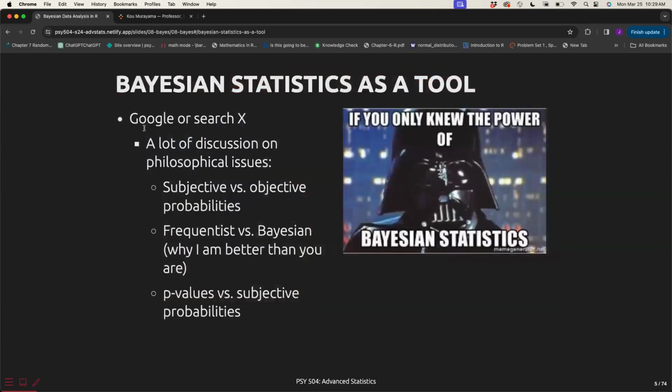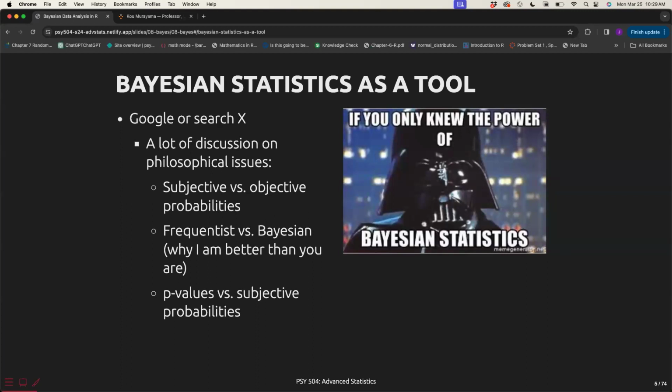So if we were to Google Bayesian, or search X or Twitter or my Twitter feed, what we would see is a lot of discussion, mostly centered on philosophical issues related to Bayes. So you'd see discussion on subjective versus objective probabilities, right? With subjective probabilities being associated with Bayesians and objective probabilities being associated with frequentists.